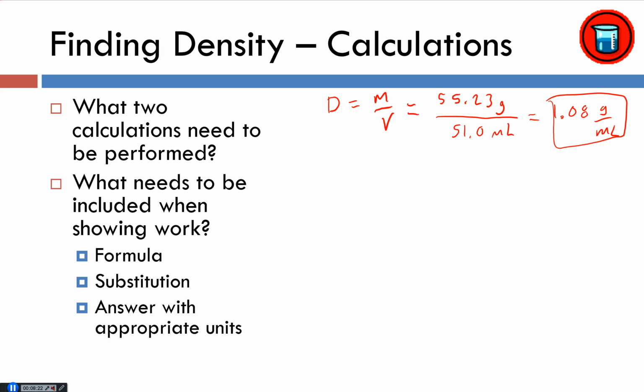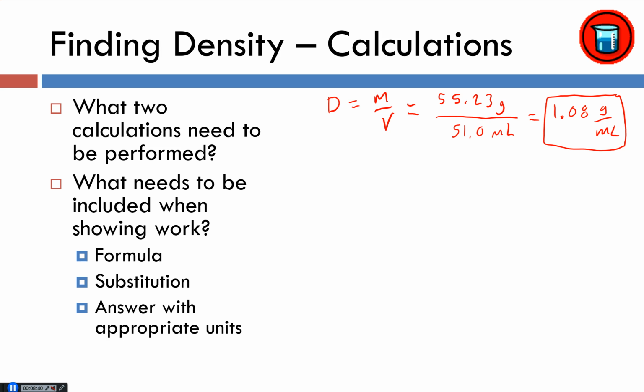And I like to put a box around it just to make it a little easier to see. Actually, just lost that one. There we go. That looks a little bit better. So based on the measurements that we made in class, you get a calculated value of 1.08 grams per milliliter as the density of Diet Coke.